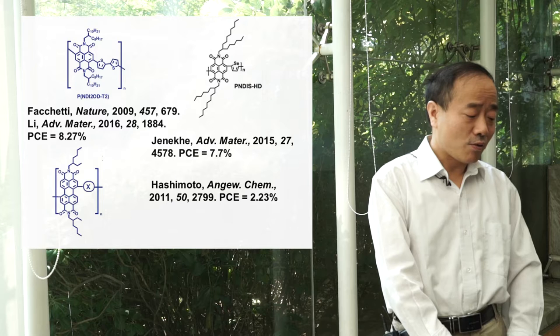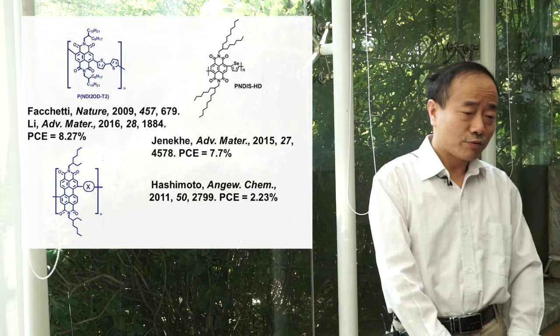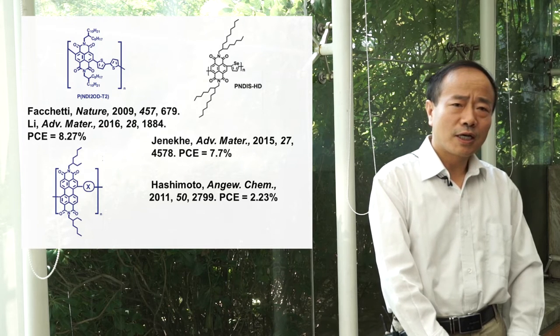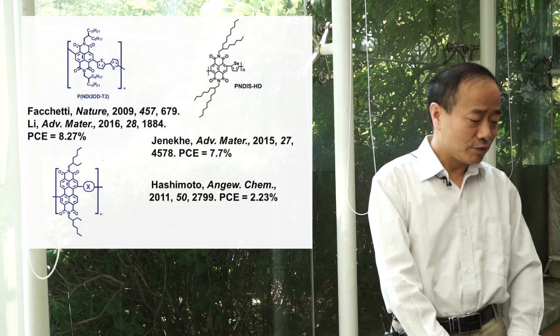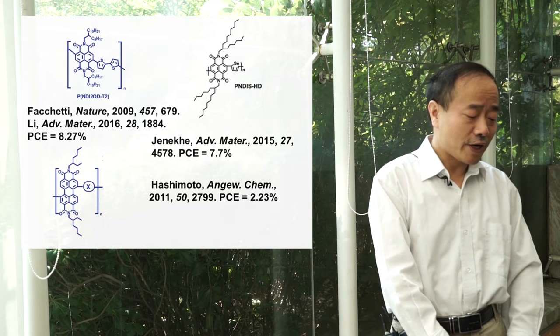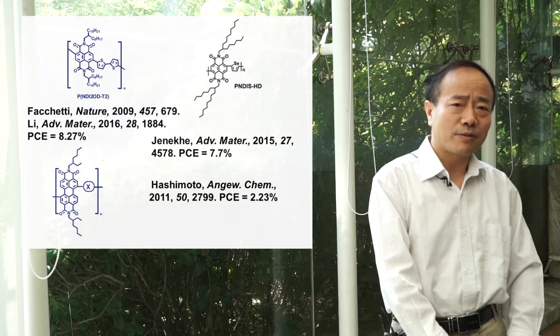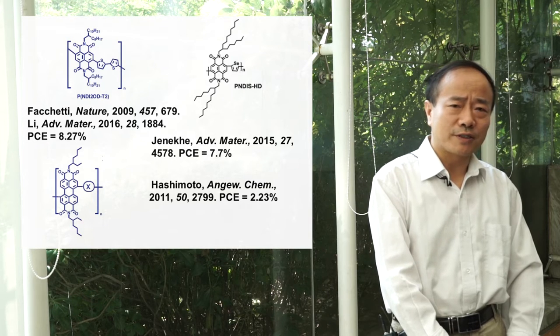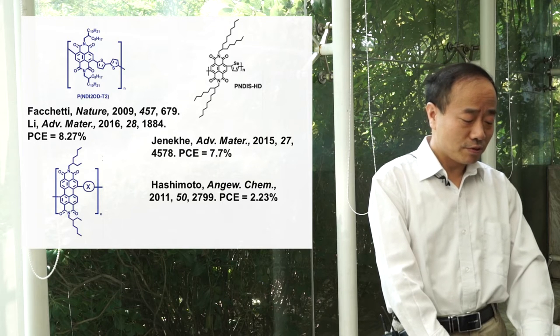After our work, some groups reported naphthalene diimide polymer acceptors. For example, Facchetti's group reported NDI polymers with very high electron mobility. Recently, Professor Yi's group used this polymer acceptor to get very high efficiency in all-polymer solar cells, around 8.2%. Also, Jenekhe's group reported a fused diimide polymer acceptor giving efficiency around 7.7%. Hashimoto's group reported perylene diimide polymer acceptors giving 0.2% efficiency.